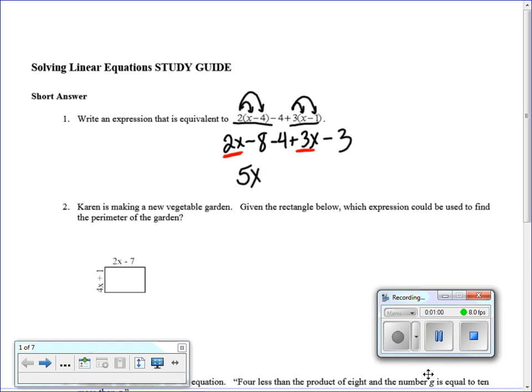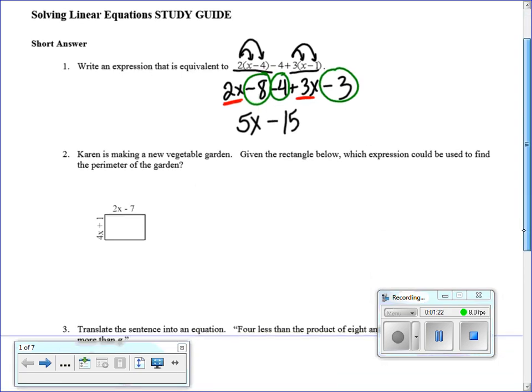And also remember that all constants are like terms. So you have negative 8, minus 4, minus 3. Well, negative 8 minus 4 gives you negative 12. And negative 12 minus 3 gives you negative 15. So your simplified expression should be 5x minus 15.